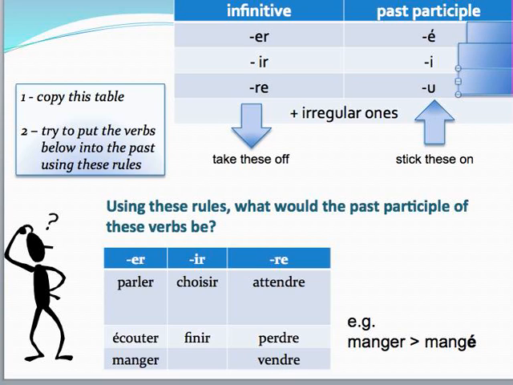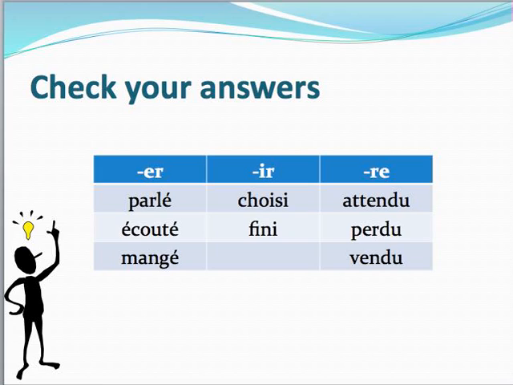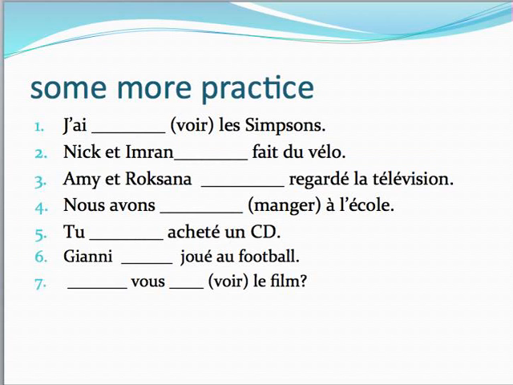Okay, so here are the answers. Hopefully you've got them all right. As you can see, these are all regular. Luckily, at least in the past participle, these verbs are regular. So parler, to talk, écouter, to listen to, manger, to eat, to have eaten in this case, so talked, spoken, listened, eaten, chosen, finished, waited, lost, sold. That's how you have to think about that. I have sold, j'ai vendu. So another exercise you could do, see whether you can actually make these sentences.